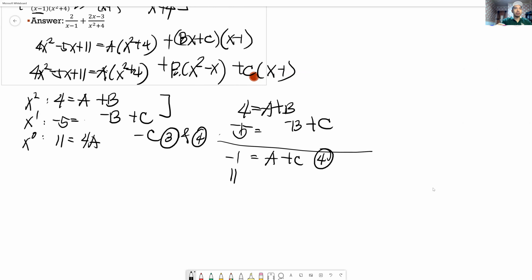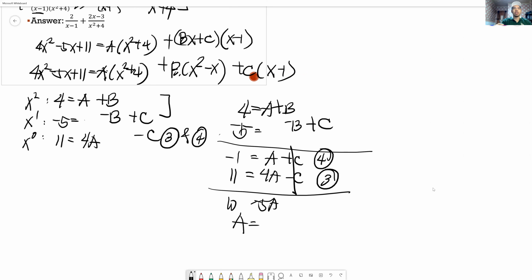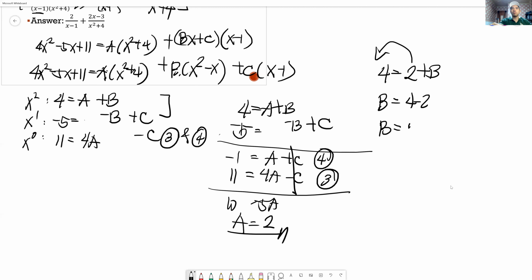So we have here 11 equal to 4a minus c. So adding that up eliminates c. So that will have 5a is equal to 11 minus 1, so 10. So the value of our a is now already obtained, which is equal to 2. So if we have our a, we can solve for our b or c. For this case, let's try to solve for our b first. So we have here 4 equals 2 plus b, transpose 2 to the other side. So that will have b equals 4 minus 2, or b equals 2.